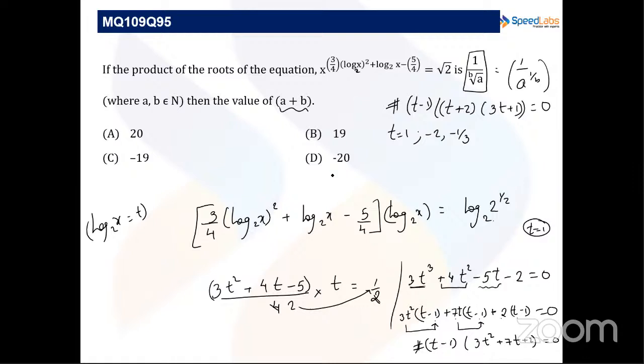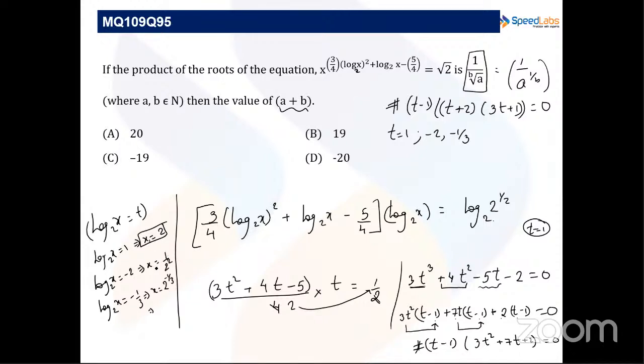Since we have taken log x to the base 2 equals to t, when t is equal to 1, log x to the base 2 equals to 1, that is one value of x is 2. Log x to the base 2 equals to minus 2, so x will be equals to 2 to the power minus 2, that will be 1 by 4. And log x to the base 2 will be equals to minus 1 by 3, so x will be equals to 2 to the power minus 1 by 3.